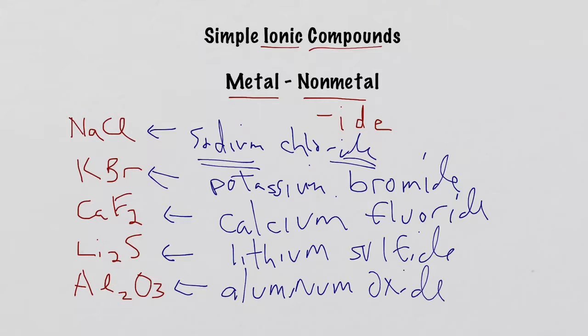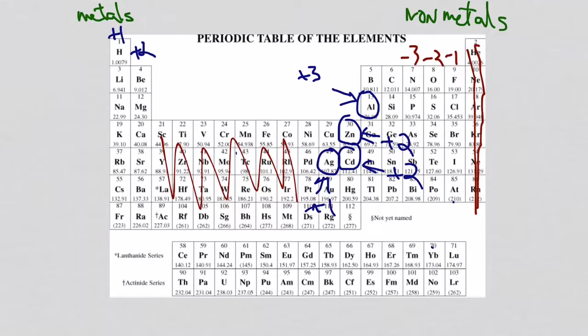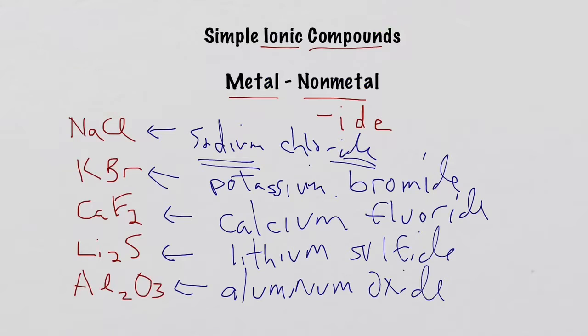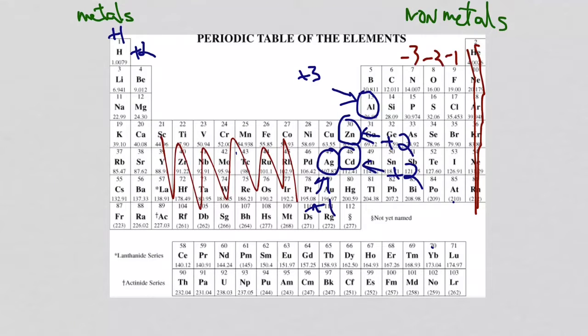Now, how are you going to remember this? Well, first of all, you shouldn't be doing any of this without the periodic table in front of you. And just like with all of these formulas, the metal is written first, and then the nonmetal second. So the metal on the left, nonmetal on the right. That's the same thing with the layout of the periodic table. Metals on the left and nonmetals on the right.